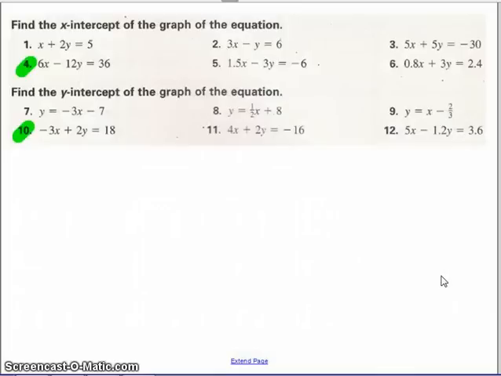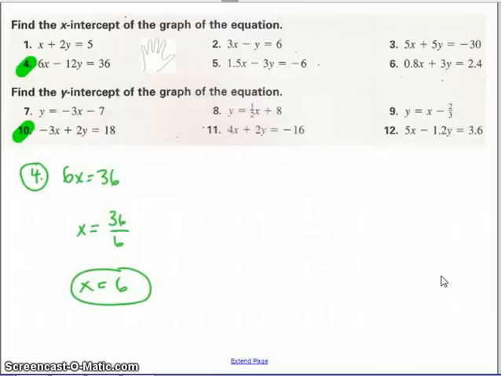I'm going to show you how to do number 4 and number 10 here. For number 4, I come out with the answer x equals 6, and let me show you why. I call it the cover-up method. If I'm asked, like I am here, to find the x-intercept, then I don't need y. Y, I just cover up. I'm left with 6x equals 36. Well, if 6x equals 36, then x is 36 over 6, or in other words, x equals 6.